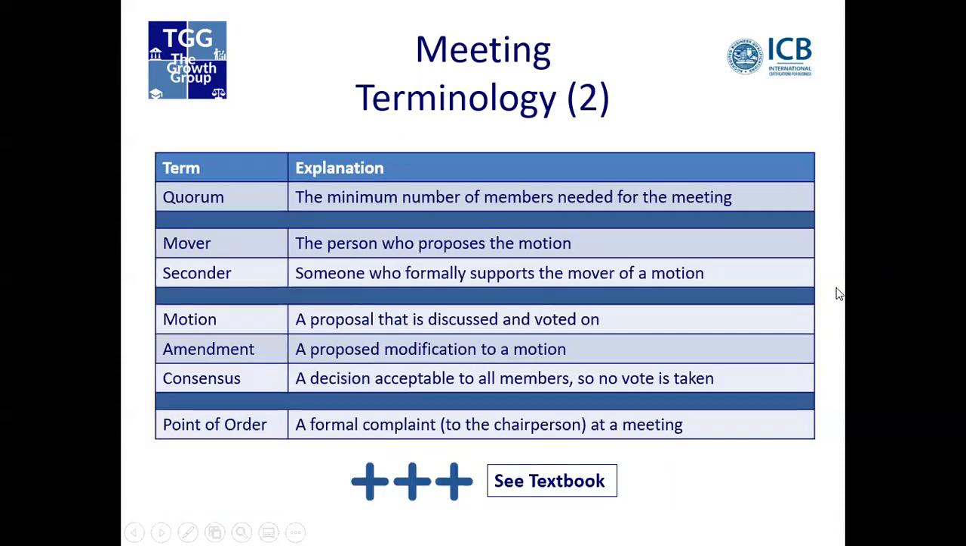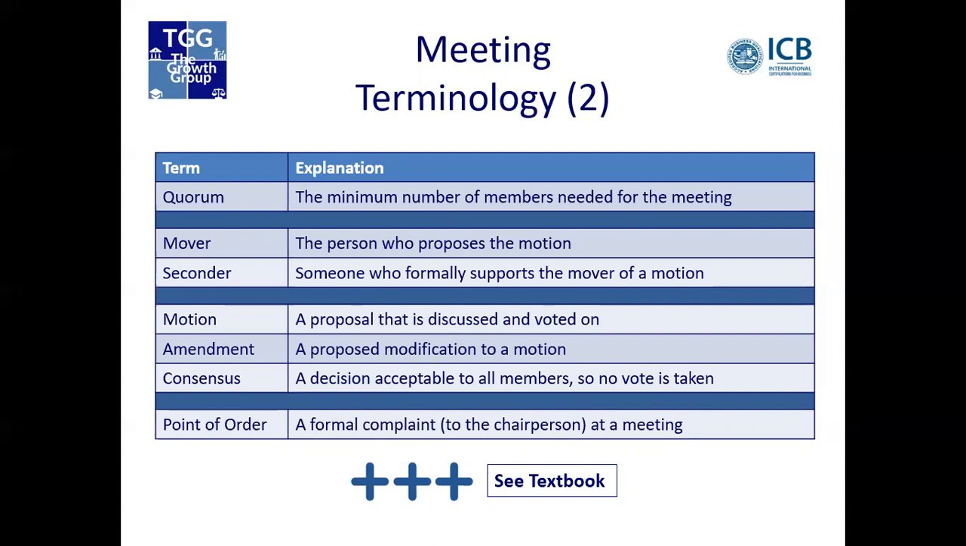Okay. Meeting terminology 2. Okay, in order for a meeting to take place, there must be a quorum. The quorum is the minimum number of members needed for a meeting, and it's normally 50% plus 1. So really, if you have a meeting that has 10 members, then you require at least 6 in order for there to be a quorum. If there is 100, then 50% is 50, plus 1 is 51. Then you're going to need 51 people to have a quorum.